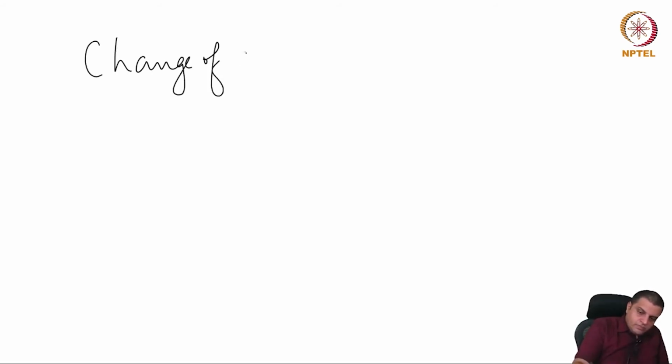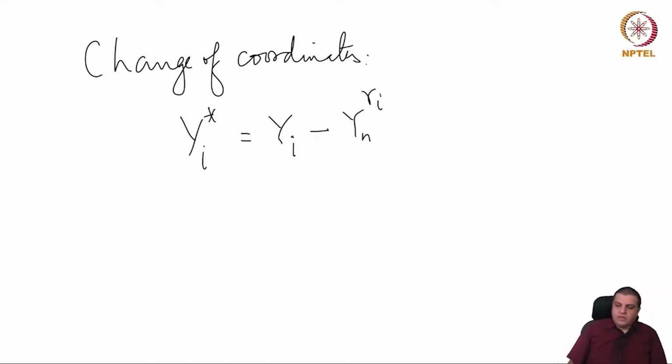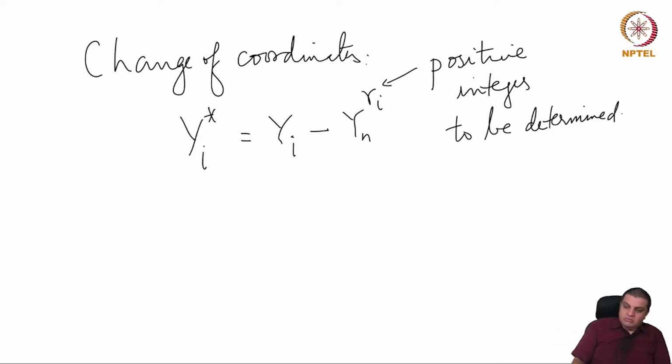So the change of coordinates that we will attempt is the following. We write yi star as yi minus yn to the ri, where these ri are positive integers to be determined, and we'll see what we have to determine.